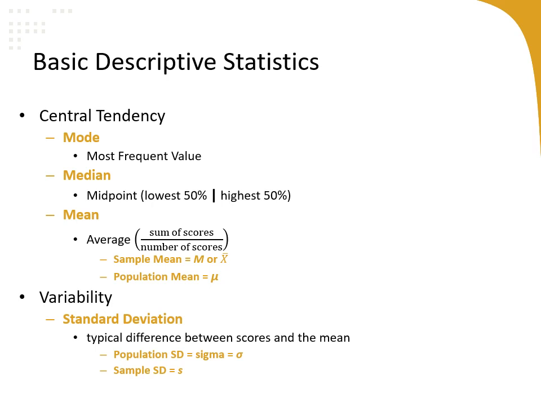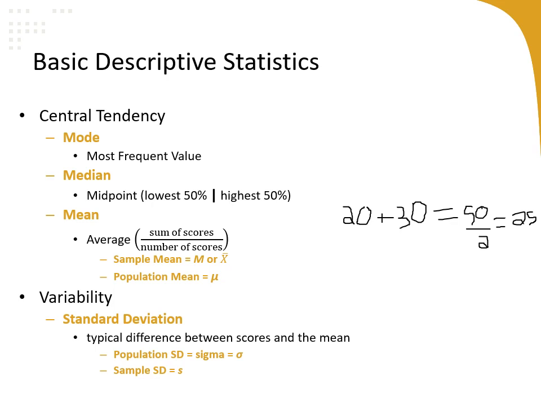So you add all the scores together and divide by how many scores that you had. So for instance, if we measured people's age and we had someone who was 20 and someone who was 30, the average age would be, or the mean age would be 25, right? Because 20 plus 30 is 50. We had 2 data points, and 50 divided by 2 is 25. So that would be the average or the mean.